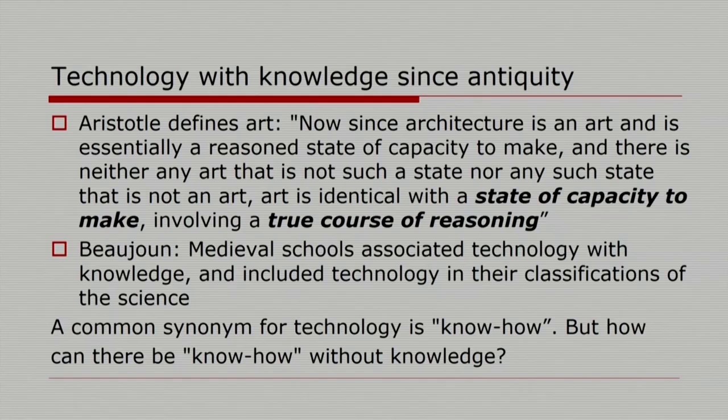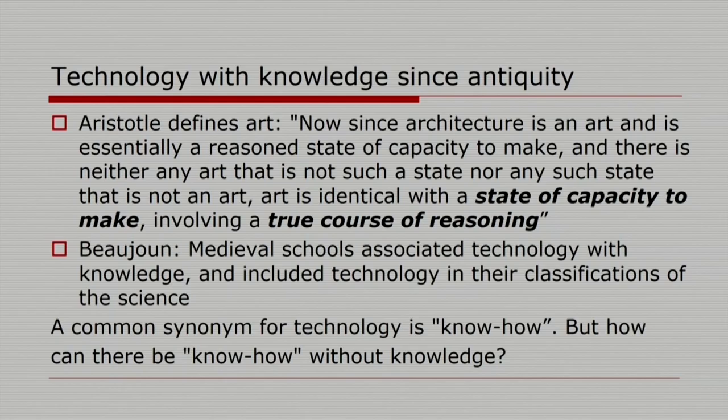Let us see what Beuzon has pointed out. Beuzon suggested that medieval schoolmen associated technology with knowledge, and they included technology in their classifications of the sciences. Hugo of St. Victor, for example, held that mechanics is a form of knowledge which must embrace the methods of production of all things. The linkage of technology with knowledge has a long history in English, as a brief review of the sections on science and art in the Oxford English Dictionary will testify.